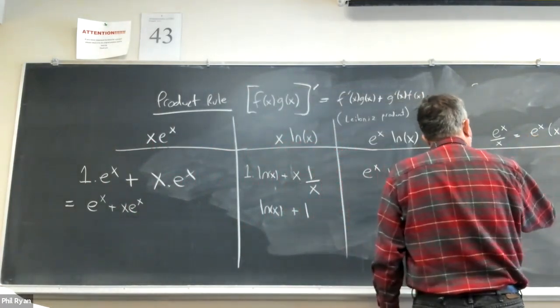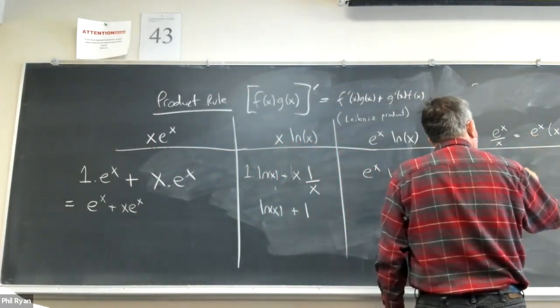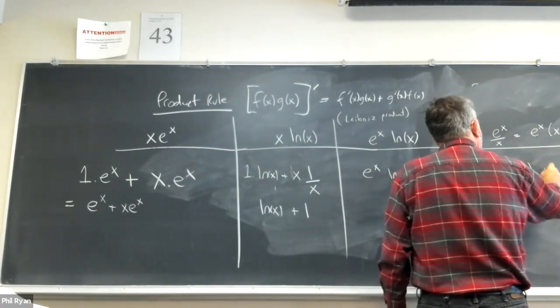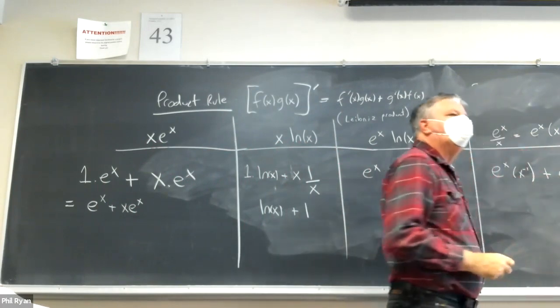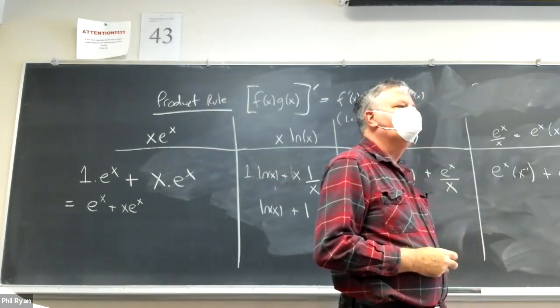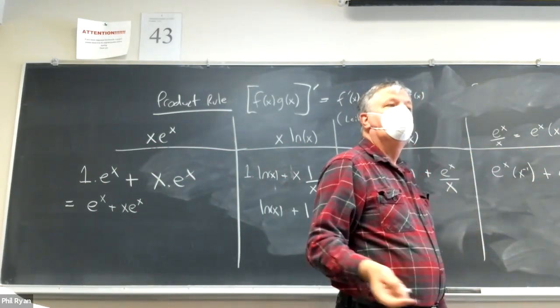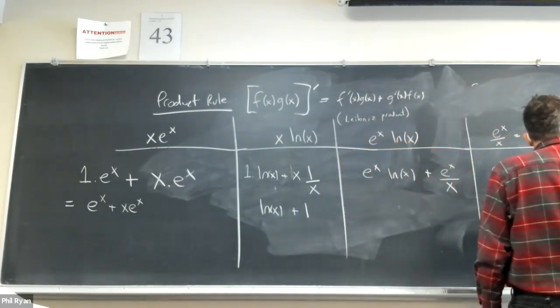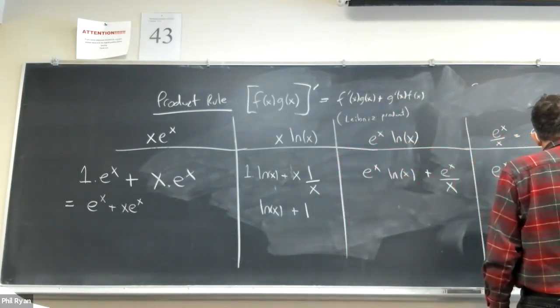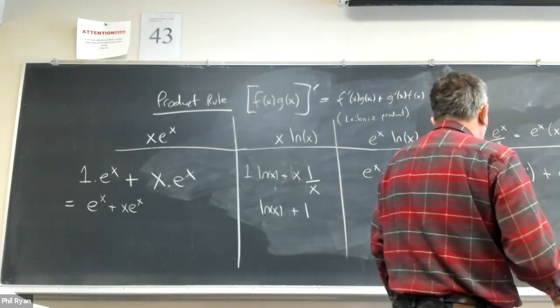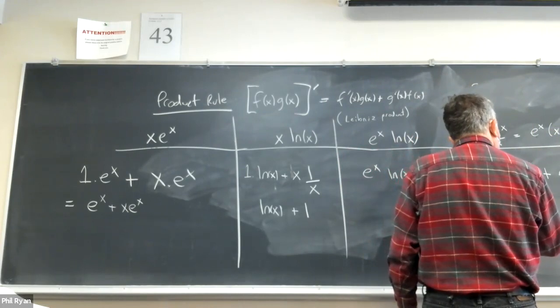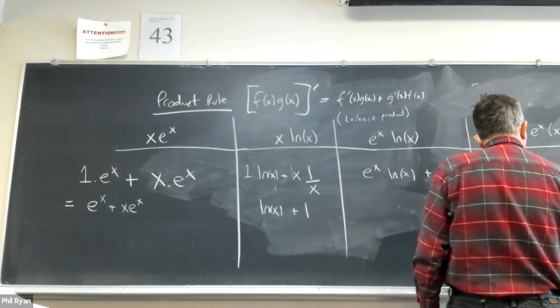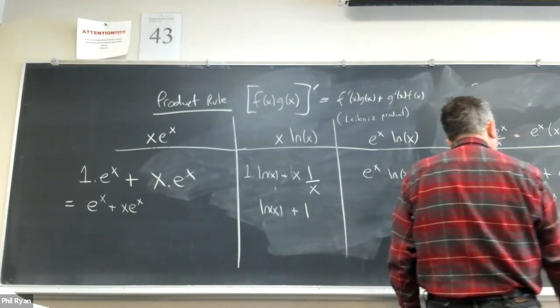So, derivative of e to the x is e to the x, plus the x. What's the derivative of x to the minus 1? Negative x to the negative 2. Right, negative x to the negative 2. Okay, so let's tidy this up. e to the x on x minus e to the x on x squared.